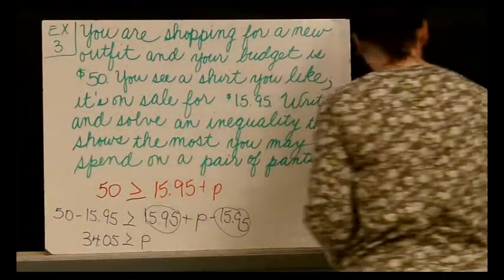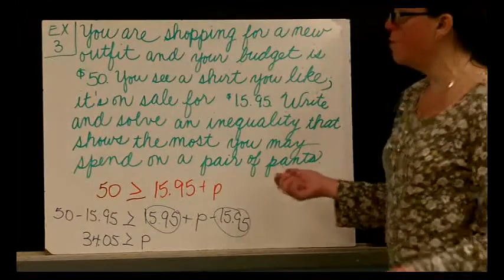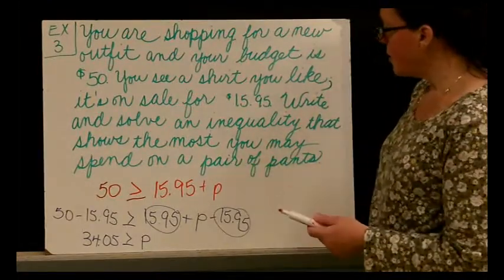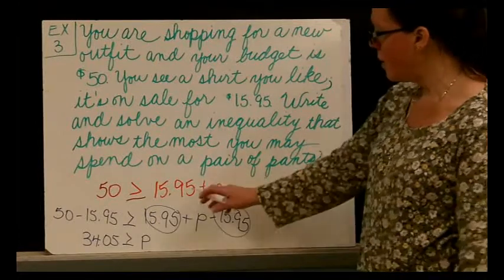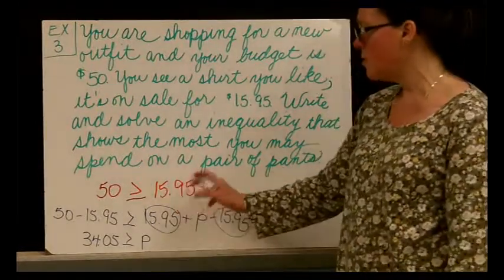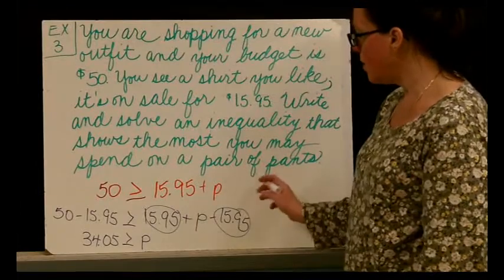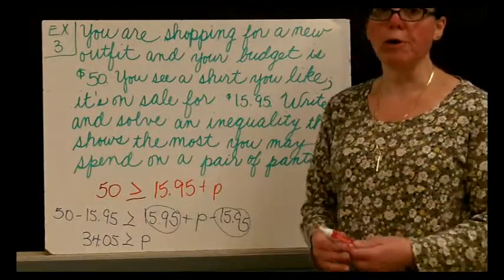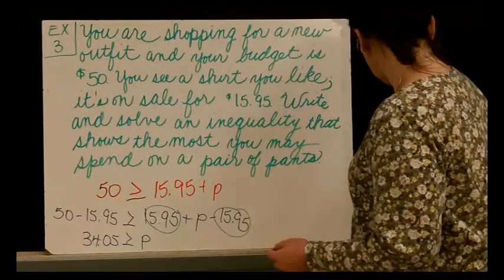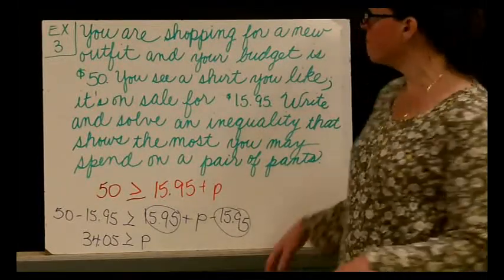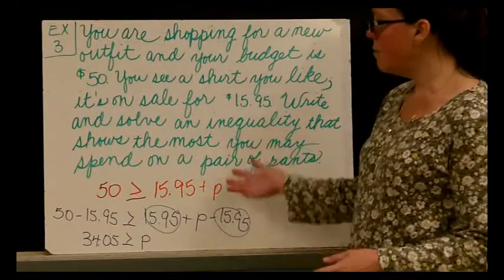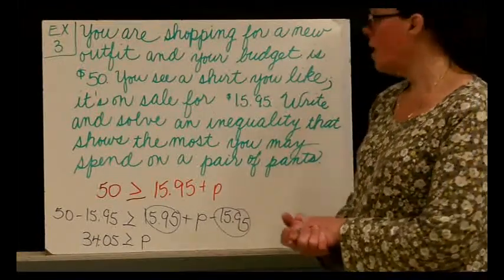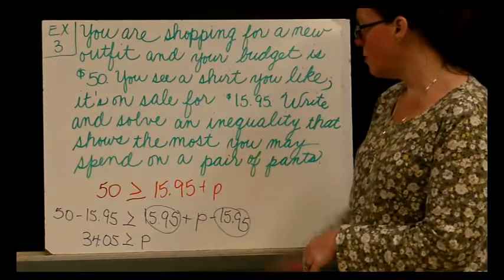And so because this is a word problem, our final answer will be in a complete sentence. And our answer is that if we buy a shirt for $15.95, we can spend up to $34.05 for our pair of pants. Then you'll have a complete outfit. And so now you have a little bit of an understanding of what an inequality is. And then next class, we'll go over this more deeply.